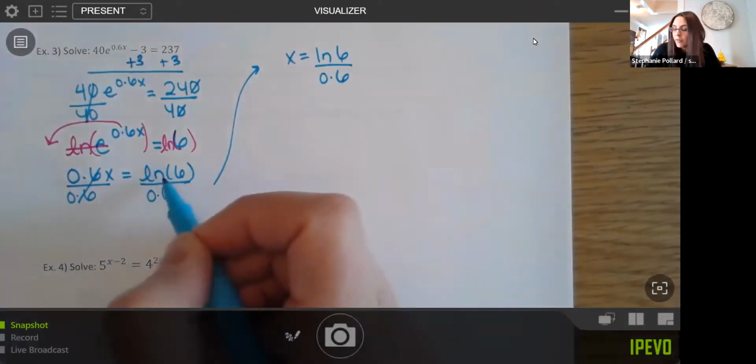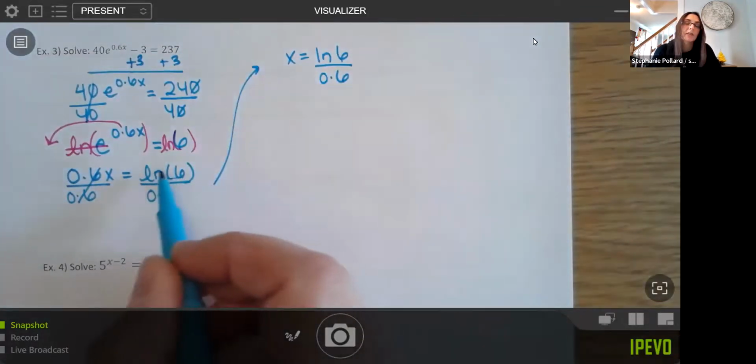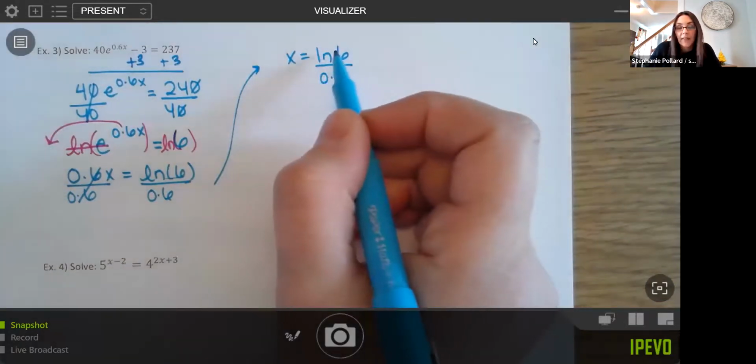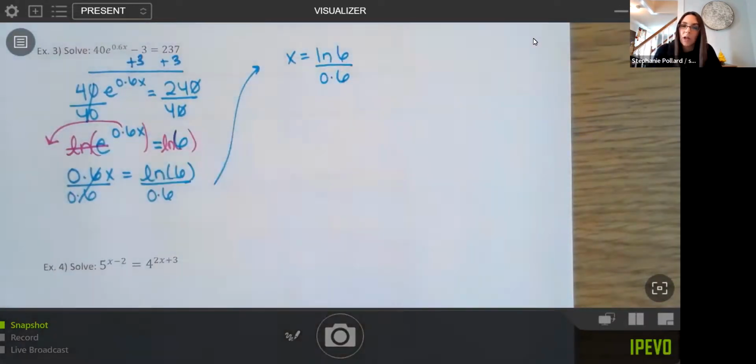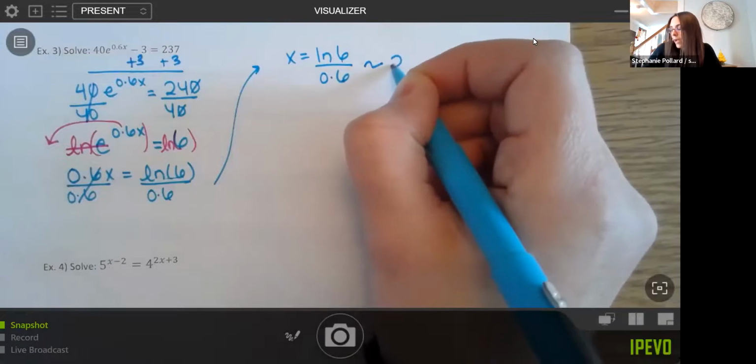Now, it's perfectly fine to use parentheses or to not use parentheses. I tend to like parentheses more often. I just find it easier to read, but usually your text will leave out the parentheses. So this means the same thing, natural log of 6. So this is the final answer, but if you use your calculator, and I encourage you to try this at home, you should get about 2.9.